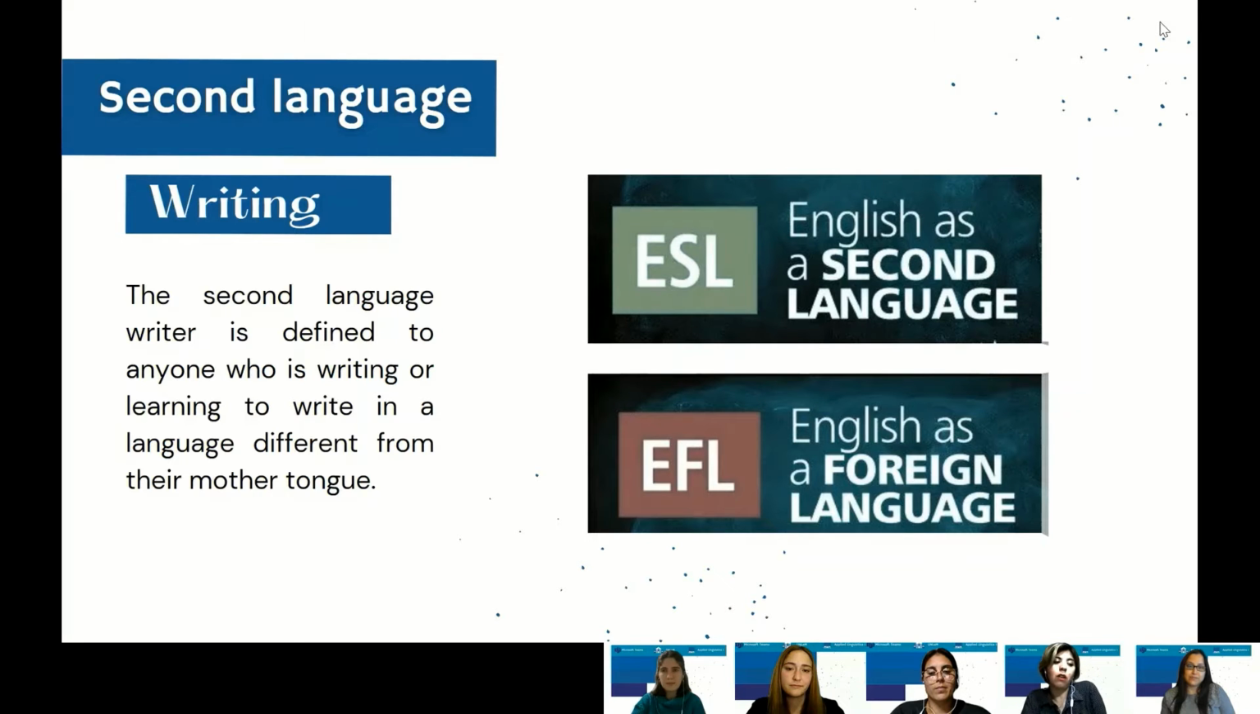When we refer to second language writers, we need to know that we have two groups. The first group, English as a second language, defines students who are studying English in English-speaking countries like the United Kingdom, the United States of America, and Australia, for example, where the students may develop their capacity. The other group, English as a foreign language, defines students who are learning English in a country where English is not prevalent.